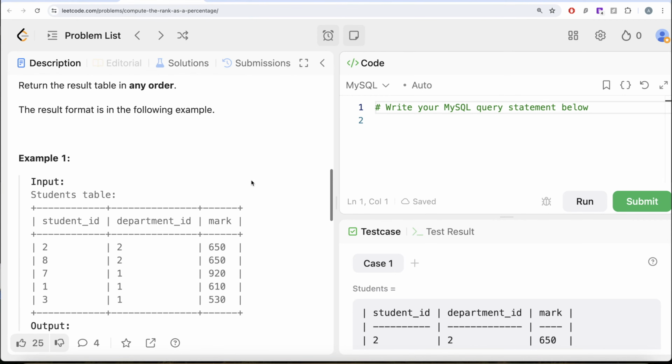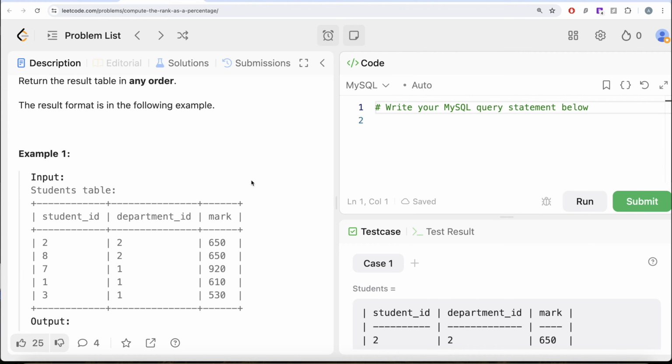Okay, let's go through this example. So here we have 5 different students in 2 different departments. So let's look at department ID 1. So department ID 1, student ID 7 has the highest mark, so they will get rank 1. Then student ID 1 has the next highest, so rank 2 and rank 3. So for student ID 7 in department 1, the person has rank 1.